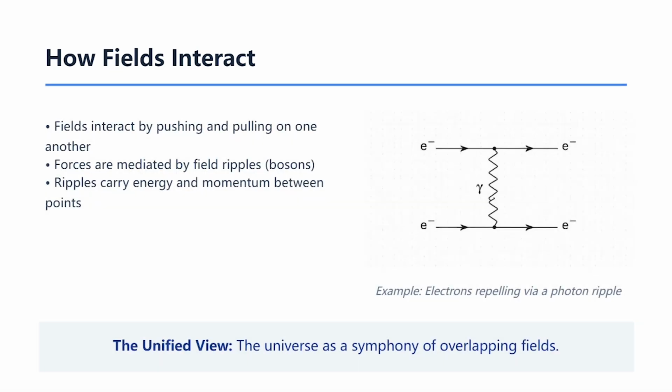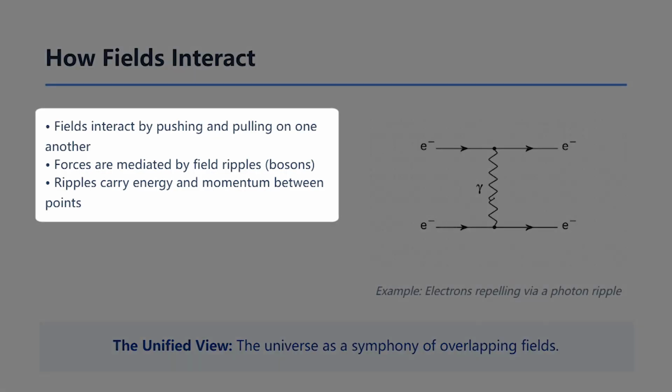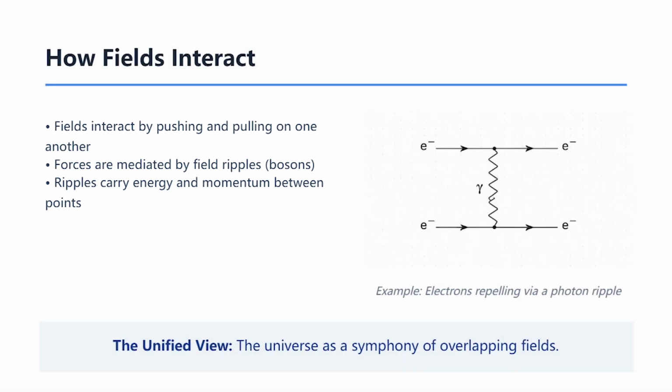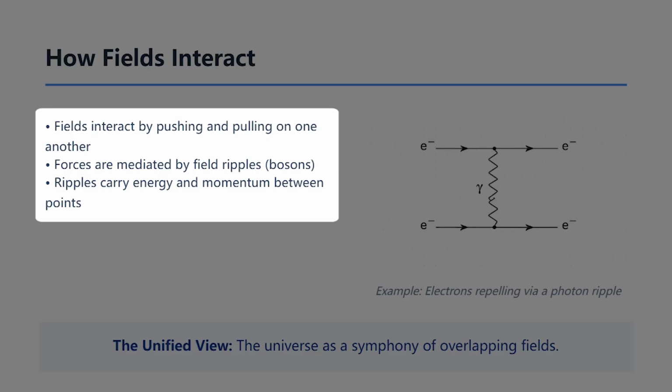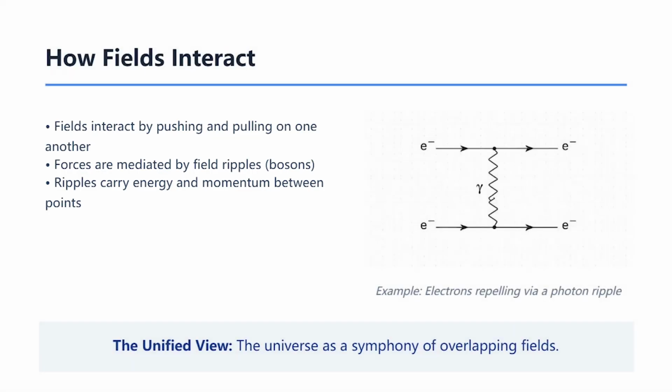Following our look at the chaotic activity of the vacuum, we now reach a crucial realization. These fields don't exist in isolation. They are constantly talking to each other. In our everyday lives, we think of forces as things that happen between solid objects, but in the quantum world, a force is simply what happens when one field pushes or pulls on another. They are deeply interconnected layers of reality.